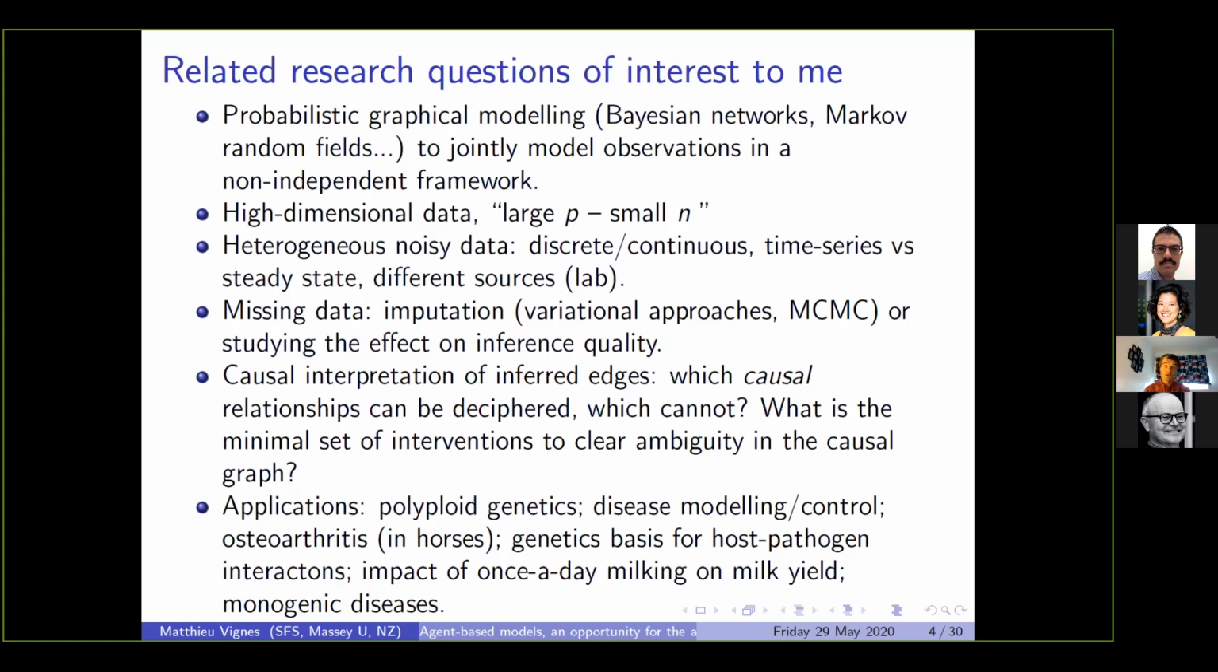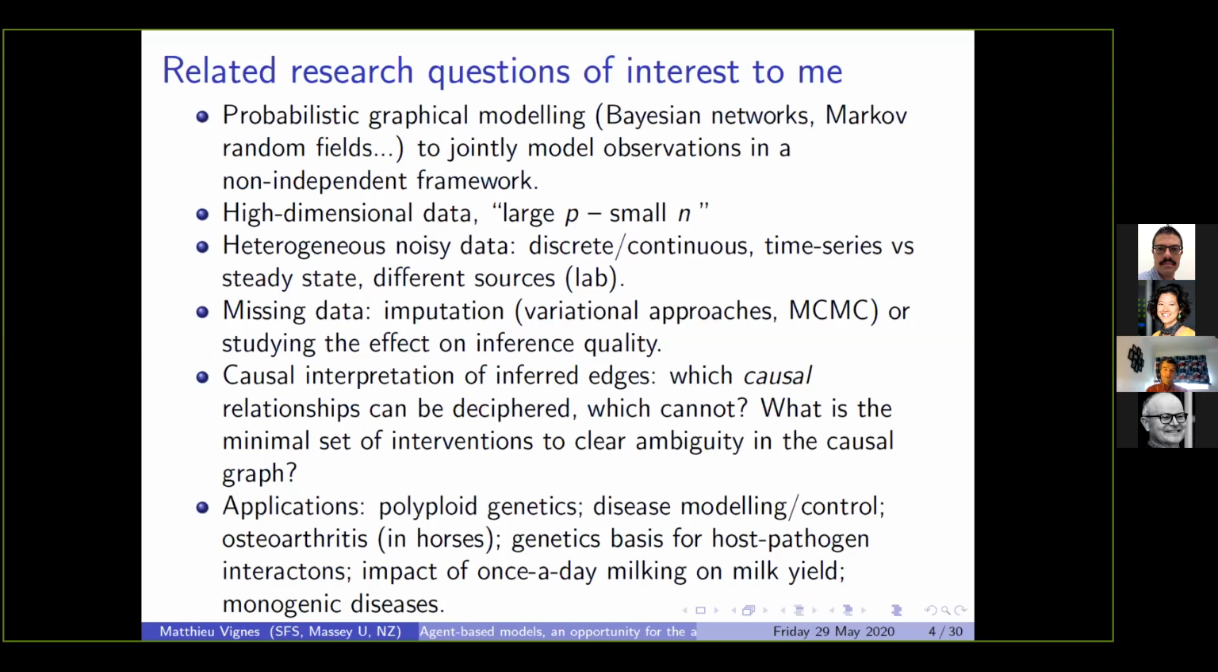Recently, so recently means in the last 5 years, I've also been interested in putting the causal label on the relationships we infer in the systems. So which causal relationships can you infer and which you can't? An interesting question would be, what is the minimal set of interventions you can dream of in your data set to clear all ambiguity in the causal graph?